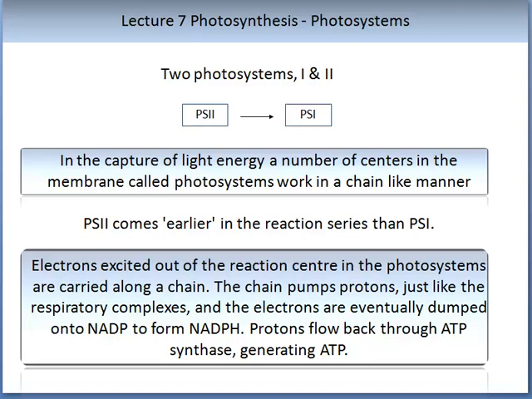Electrons excited out of the reaction center in the photosystems are carried along a chain. The chain pumps protons, just like the respiratory complexes, and the electrons are eventually dumped onto a compound called NADP, which is converted into another form, NADPH. Protons flow back through the ATP synthase, generating ATP. This is a summary of photosynthesis.